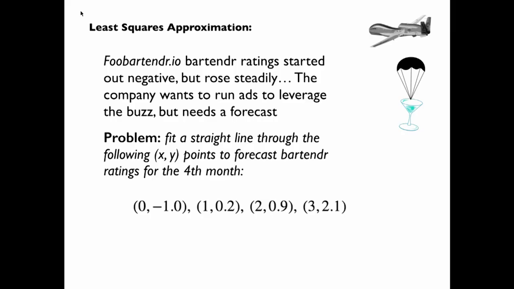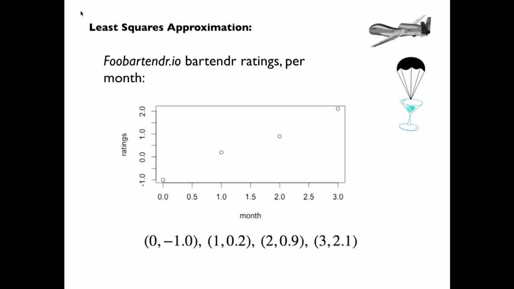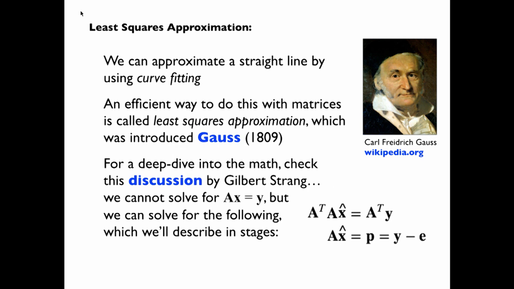So initially it was negative, but now it's moved up and up and up and steadily increased. If I take and plot these points out, I've got 0, -1, 1.2, 2.9, et cetera, et cetera. And I can do a grid there of ratings versus month and show all the plot points. Okay, and now I want to try and use some sort of curve fitting.